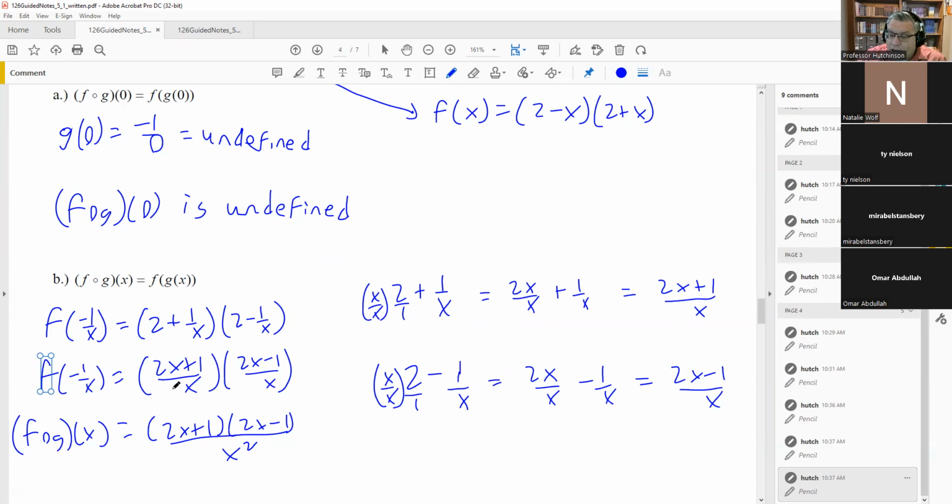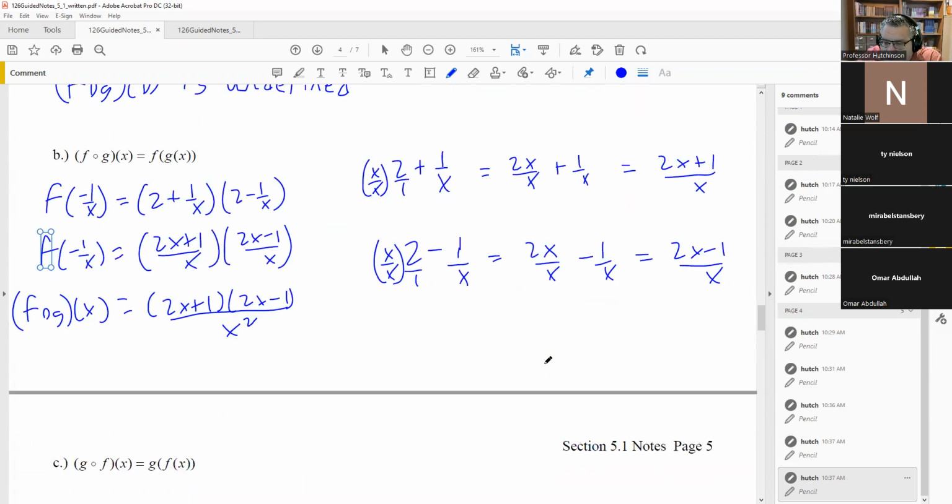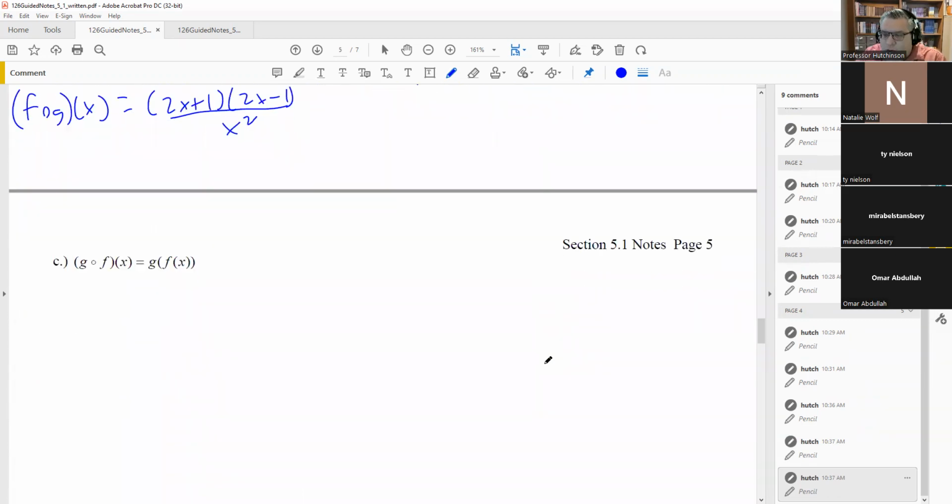Notice that either this answer or this answer, if you plug a 0 in for x, you still get division by 0. So therefore, f of g is still going to be undefined in this part. So both of these are going to be undefined, no matter what, if you put a 0 in there. Okay, so we have that. That's complete for B. For part C, we want to do g of f of x.